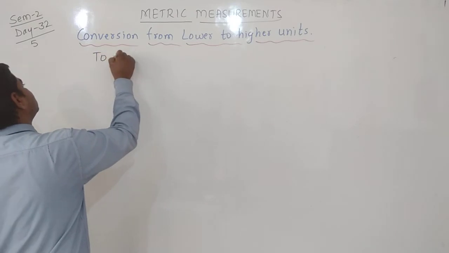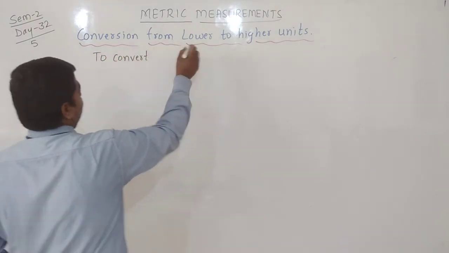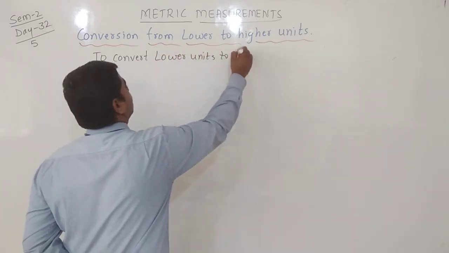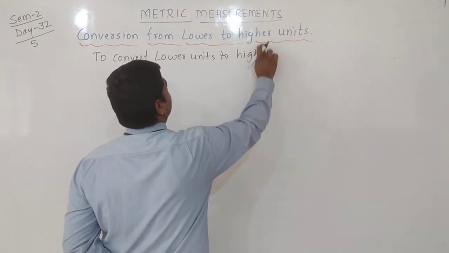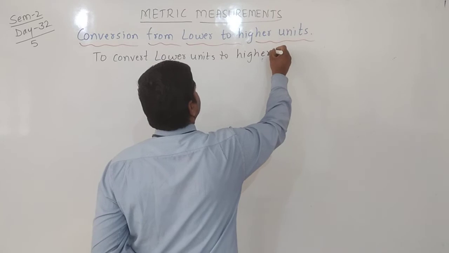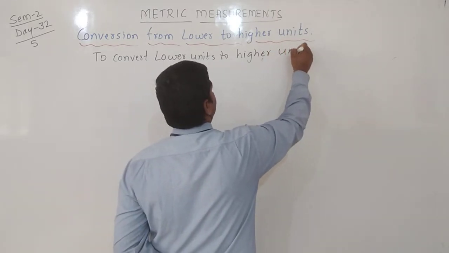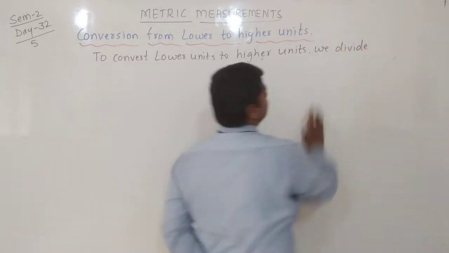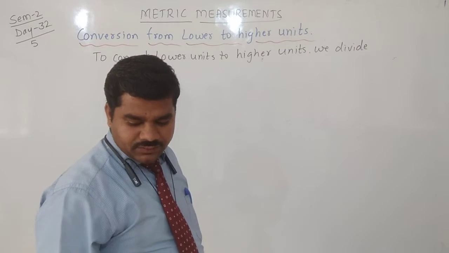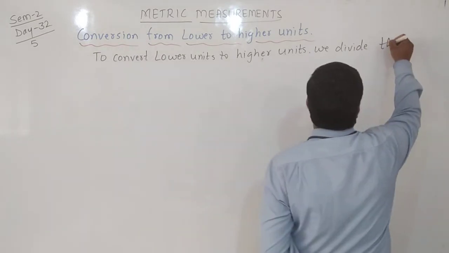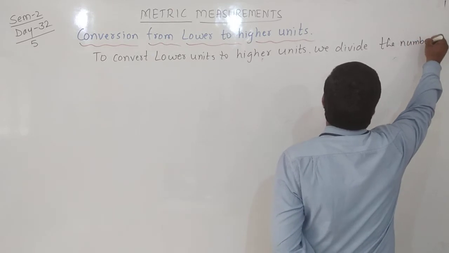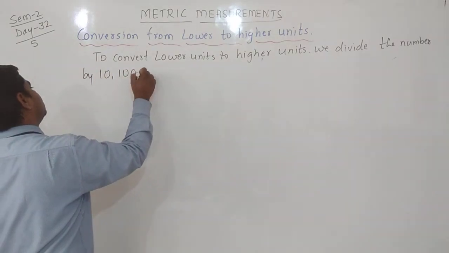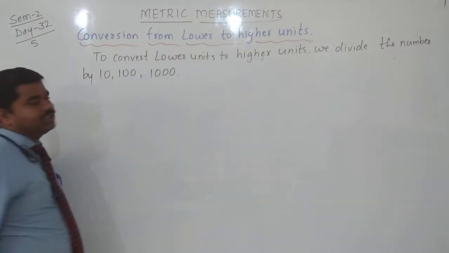To convert lower units to higher units, we divide the given measurement by 10, 100 or by 1000. Here we need to divide.